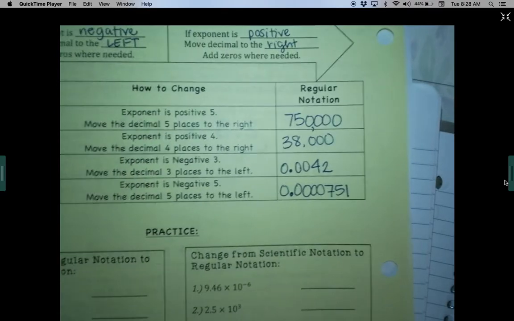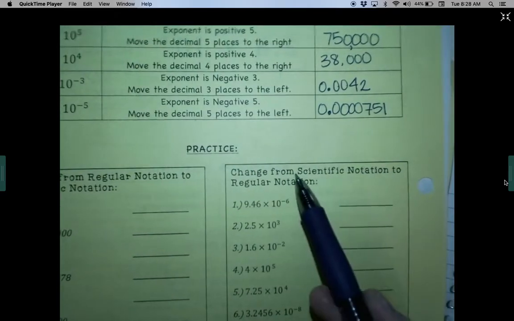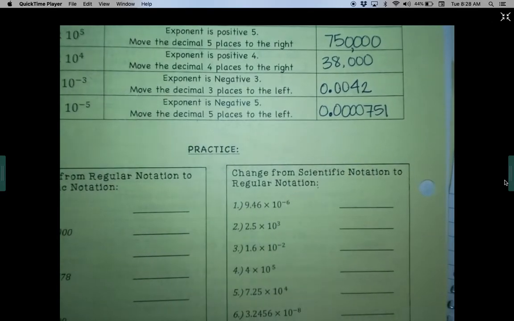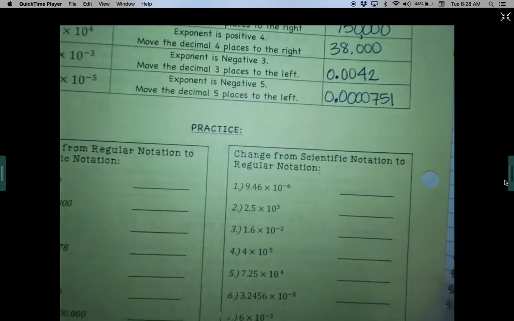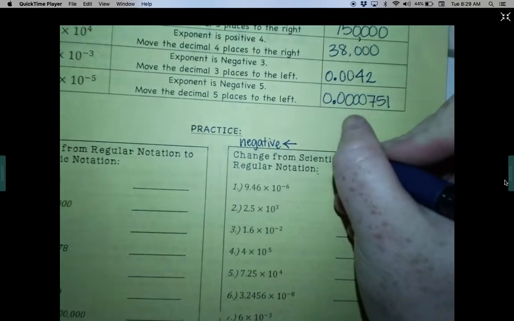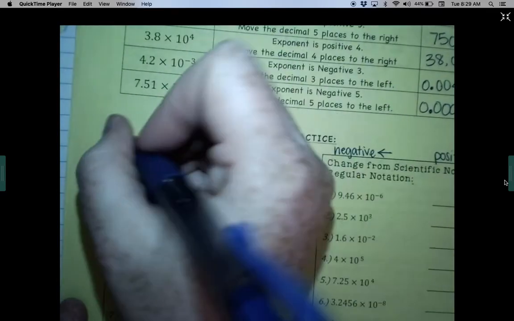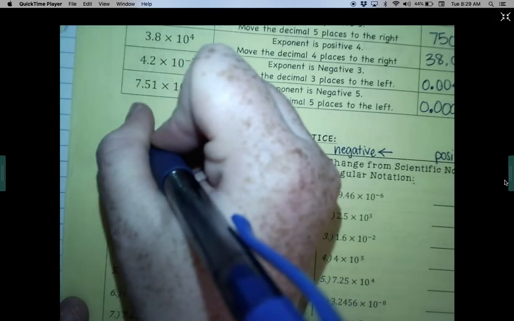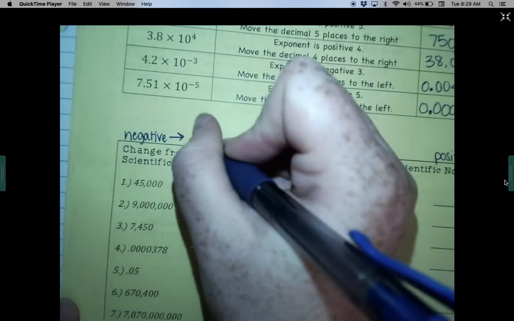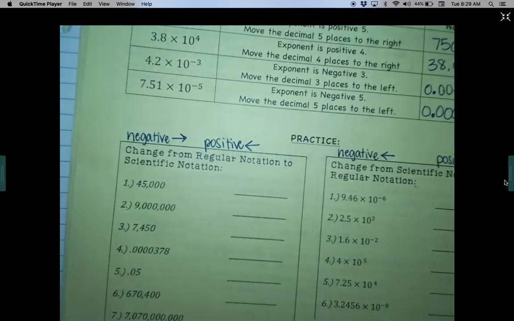Okay. So you should have already completed this left side. We're going to change from scientific to regular notation. So when you start with exponents, you're going to follow these rules on this side. Okay? So I would honestly even write negative to the left, positive to the right. Whereas on this side it was negative to the left and positive to the right, because we're changing them to each other.